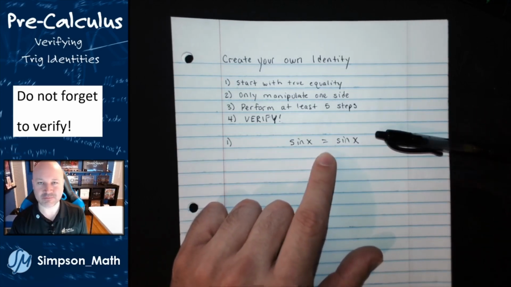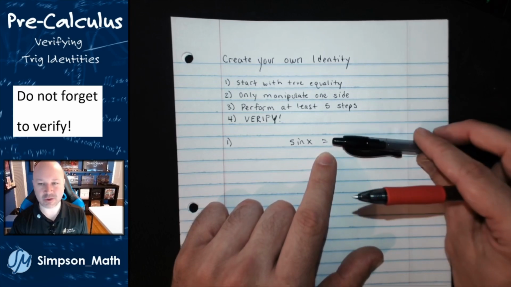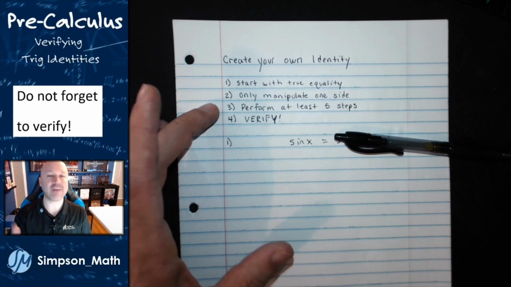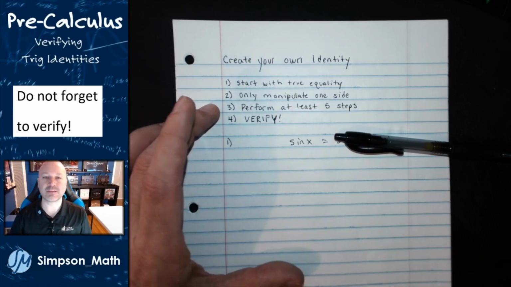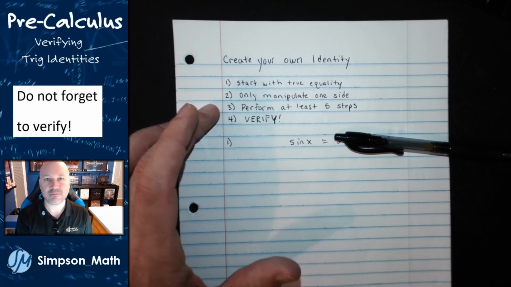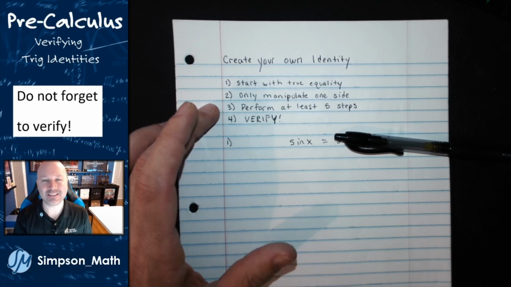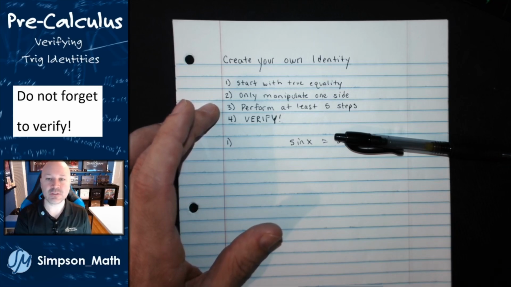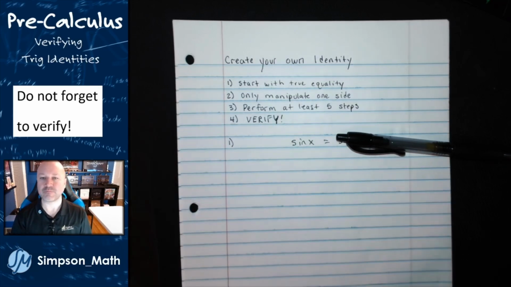Okay, so make your step 1. Then choose one side of the equation to manipulate. And then I want to see at least 5 steps to this problem. So that's multiplying by 1, that's adding 0, that is using identities to substitute, that type of thing. 5 of those good steps.